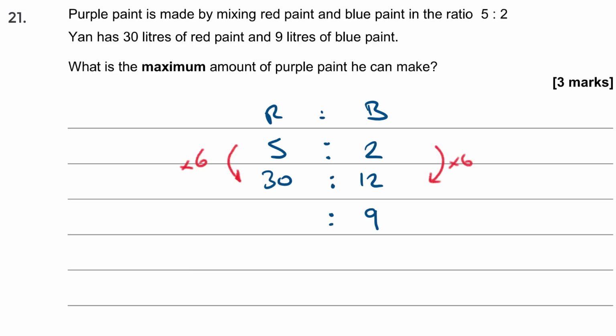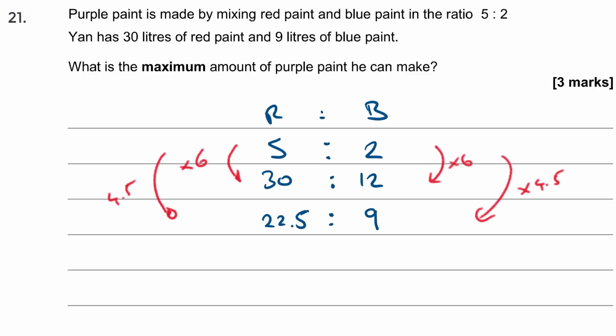So what do I have to multiply 2 by to get 9? I have to multiply it by 4.5, don't I? It's 4.5 times bigger. So if I multiply 5 by 4.5, it means, what's that? 5 lots of 4.5: 9, 18, 22.5 litres of red paint.